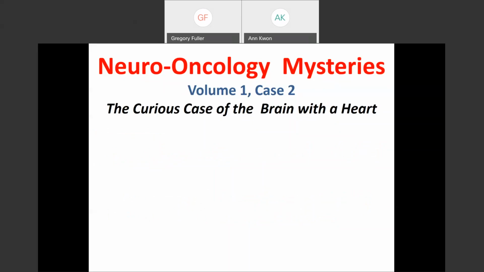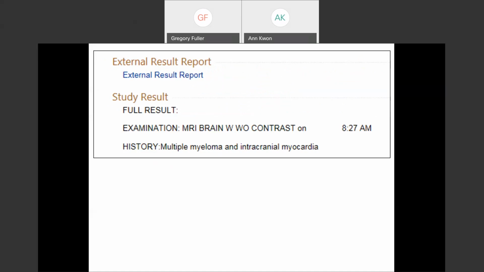This is still volume 1 of these mysteries. Case number 2, the curious case of the brain with a heart. It's kind of hard to figure that one out with no further data, isn't it? All right, here it is. This is the MRI, brain with and without contrast. The patient's history was multiple myeloma and intracranial myocardia. That is amazing. What is it about myeloma and myocardia in the brain, or at least intracranial? I wonder if it could be meningeal myocardia. What do you think? Any guesses?